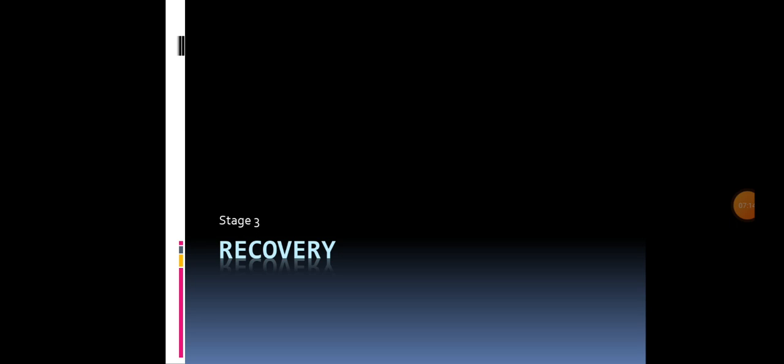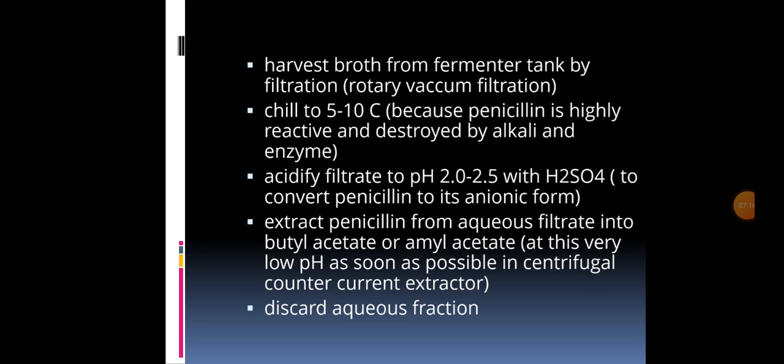The final stage is recovery. Harvest broth from the fermentation tank by filtration method or centrifugation method. If it is the filtration method, rotary vacuum filtration is used. The filtrate is chilled at 5 to 10 degrees centigrade because penicillin is highly reactive and destroyed by alkali and enzymes.